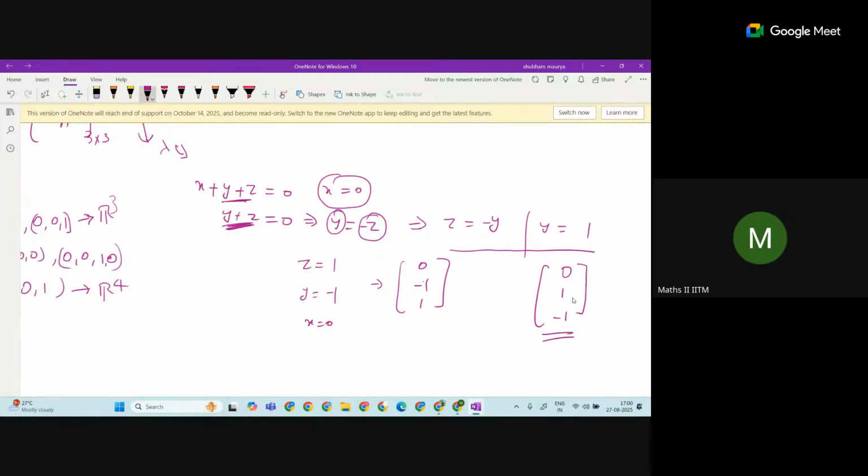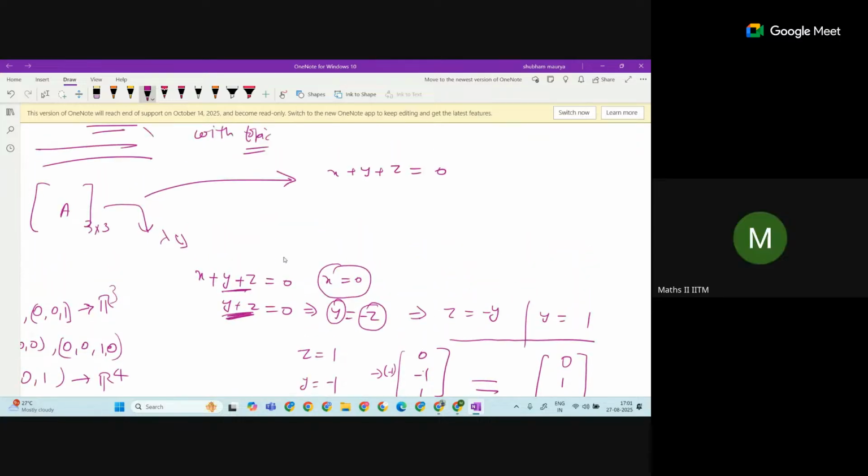It doesn't matter, you can multiply. You are getting these two vectors that are just a small modification. If you multiply with minus 1, you are getting this vector, right? Yes, correct. Both answers are correct. So we are getting only one solution of this, like the basis 0, minus 1, 1. Only this one solution.